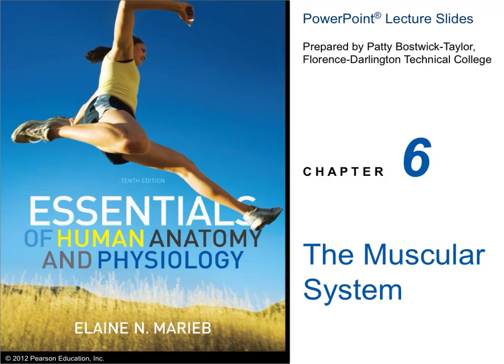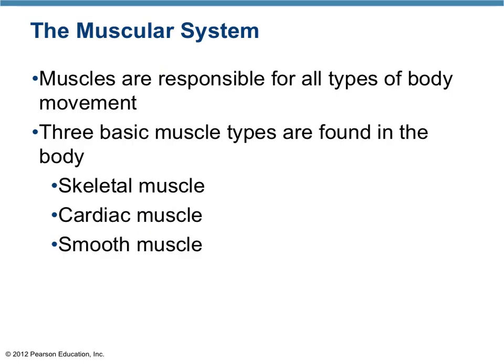Today we're going to introduce the muscular system. So muscles are responsible for all types of body movement, and there are three basic types of muscle tissue that are found in the human body. There is skeletal muscle, cardiac muscle, and smooth muscle, and they each have kind of different jobs in different locations.